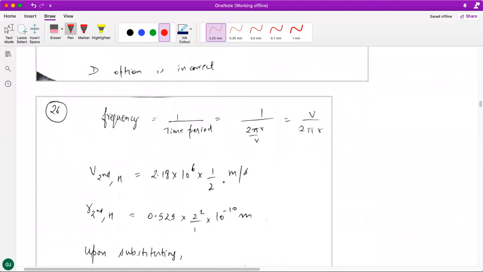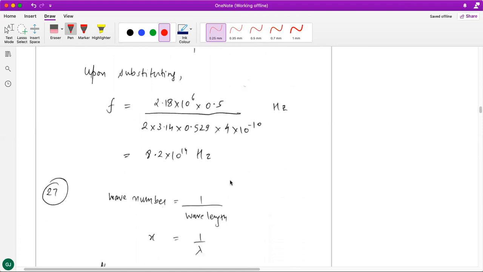All right. Then 26 is calculation of frequency. Now, the calculation of frequency is pretty simple. It's based on the formula that is 1 upon time period. Time period is the distance traveled upon the speed. So distance is the circumference, 2 pi r, and speed is v. So you get the formula of frequency. And now, since you remember the formula of speed and radius from Bohr's model of atom, you just substitute everything in SI units, so that the final answer that you get is also in SI units only.